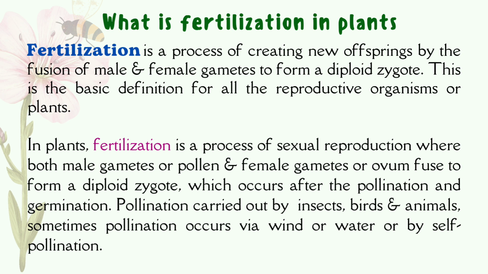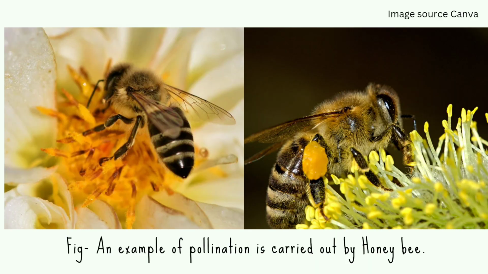Pollination is carried out by insects, birds and animals. Sometimes pollination occurs via wind or water by itself. The figure is showing the pollination carried out by insects, and the anther disperses the pollen grains which are attached to the legs of insects, and thus it helps in pollination.